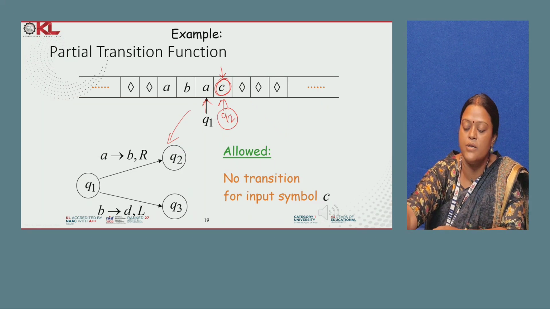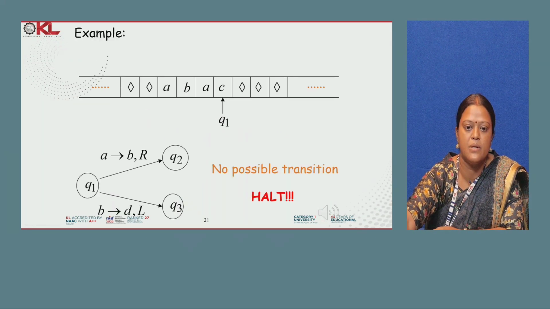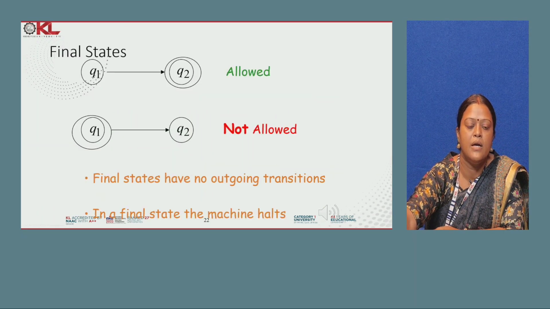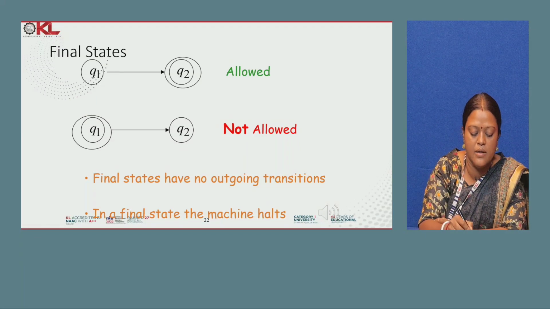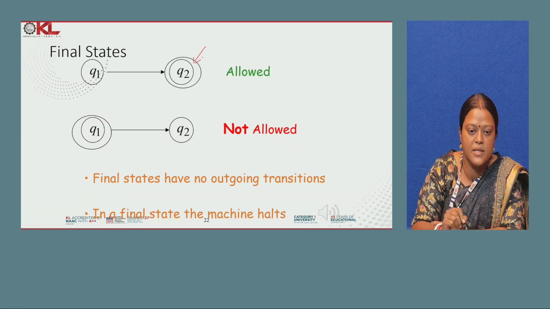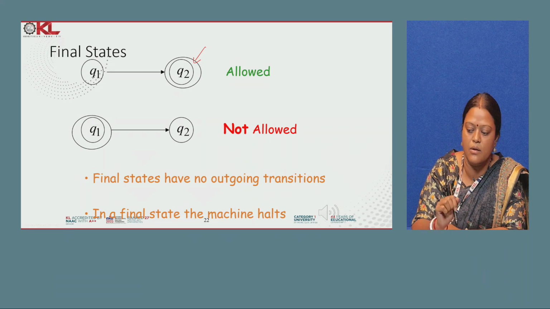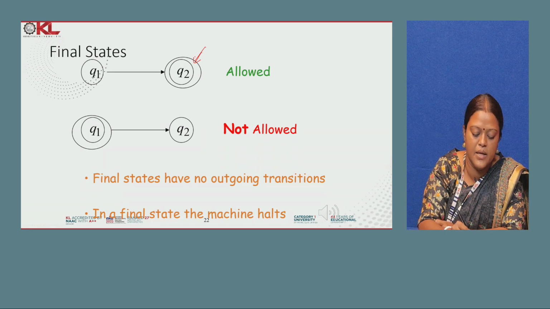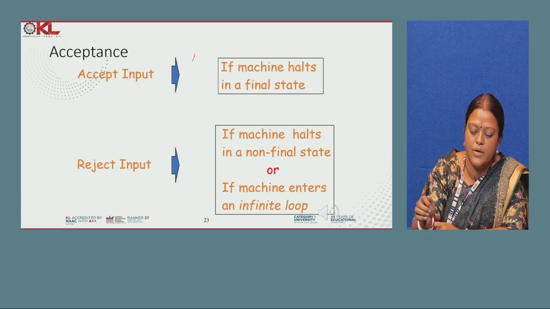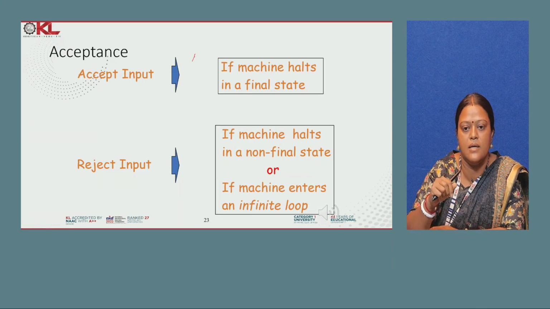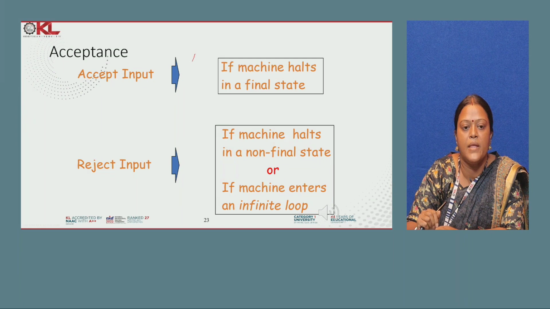Where it halts is an important point in a Turing machine. Suppose in the same example, we have seen that it is halting. If after coming to the final state your Turing machine halts, that means it is allowed. If your Turing machine halts in the final state, that is acceptance of the input. If it halts in the final state, that means it is accepted.